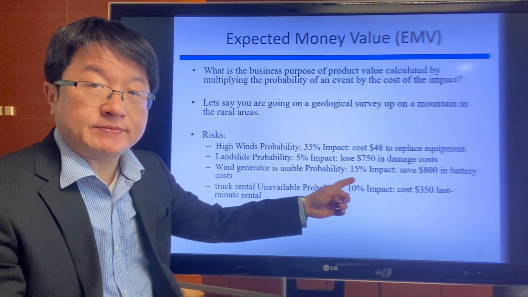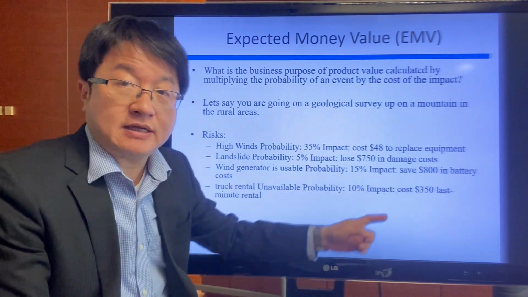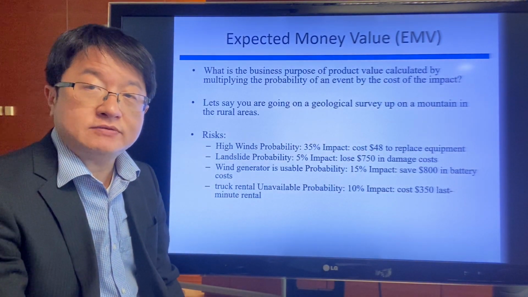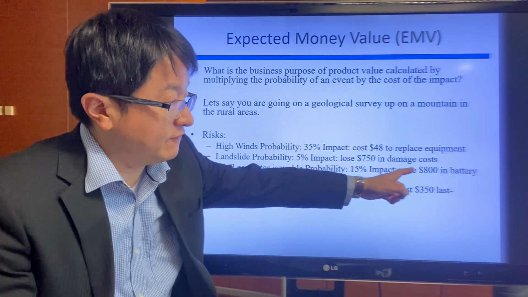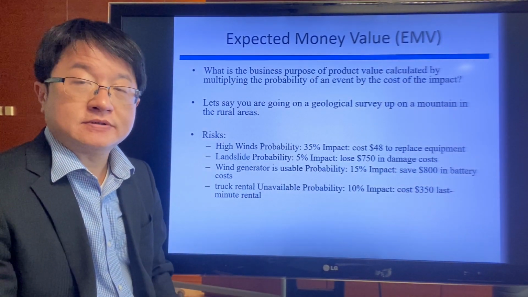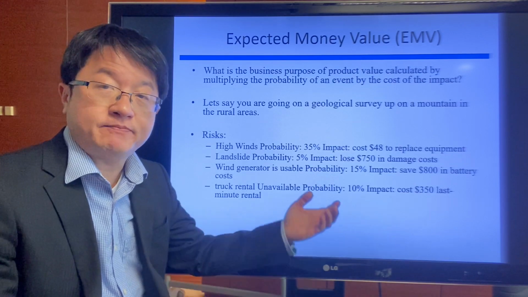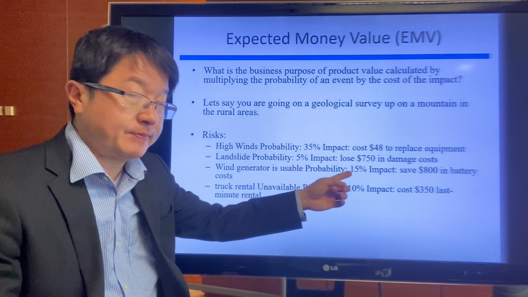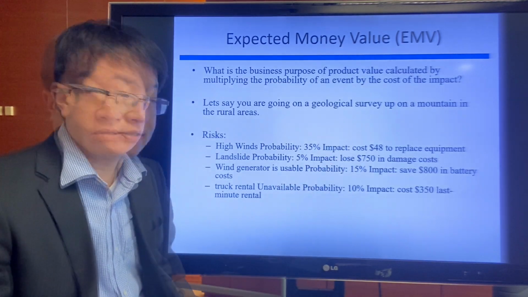The probability is 50%, and the impact is that 800,000 equivalent values of electricity can be generated, so that we can save the battery costs. So sometimes the risk may also be positive and bring in a positive effect, with a probability. Not certain. Anything not certain is called risk.